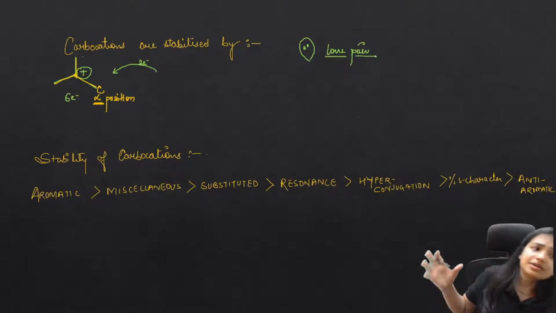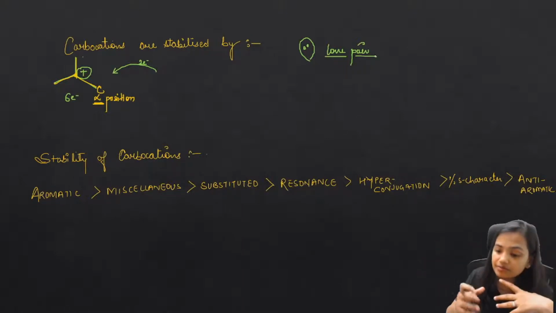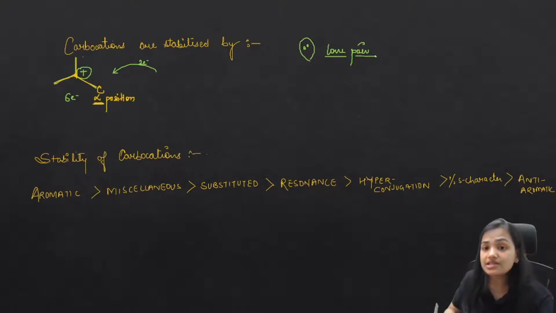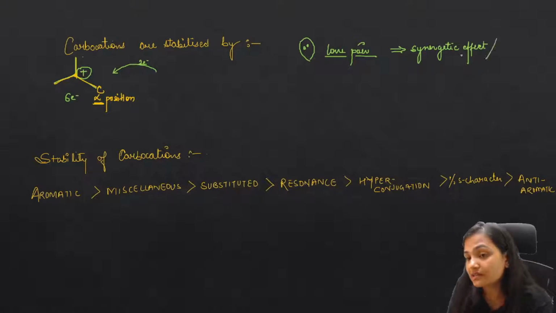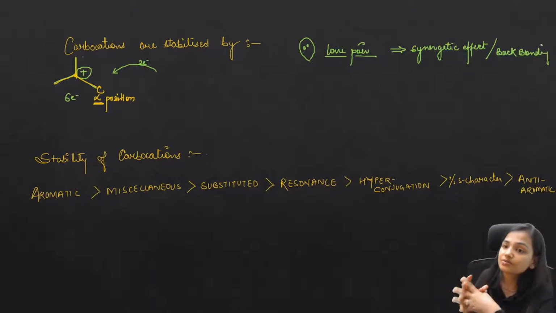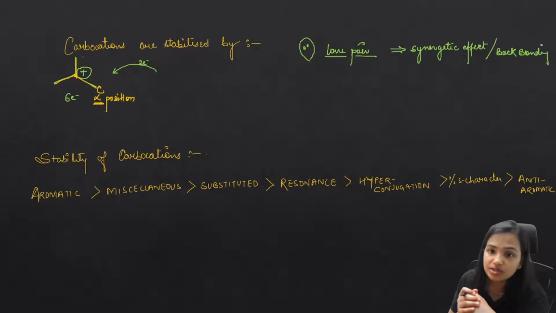How does a lone pair stabilize it? Lone pair basically shows the synergetic effect, or you can say that this shows the back bonding. Because of that synergetic effect or the back bonding, it stabilizes the carbocation.